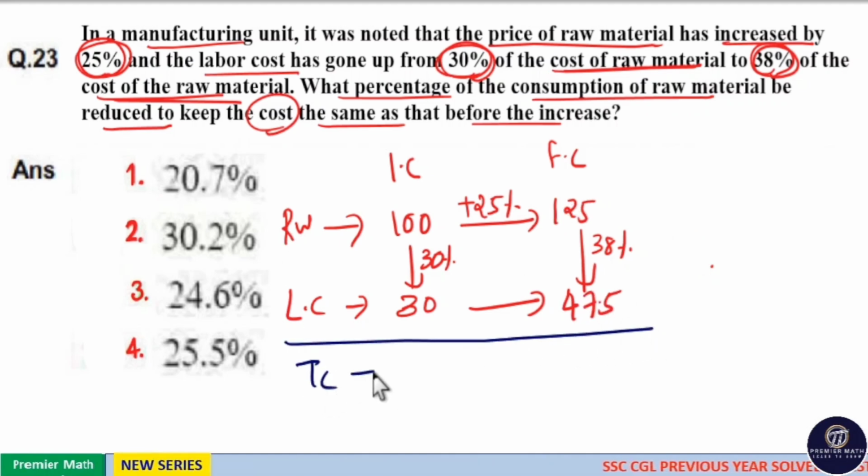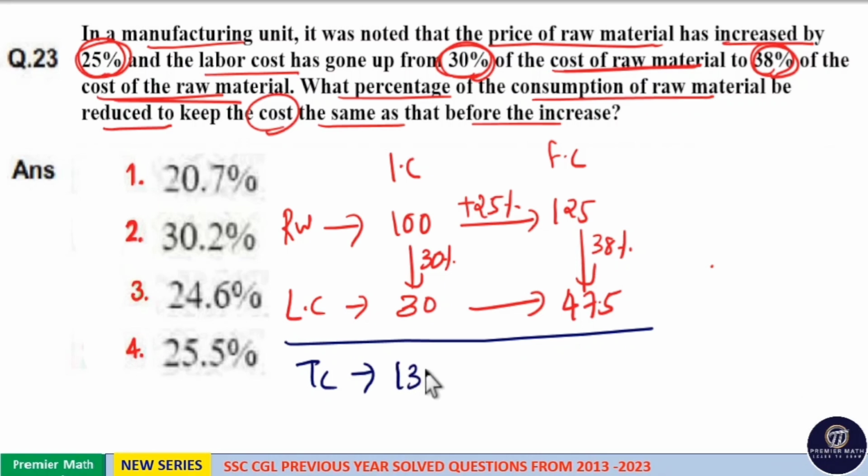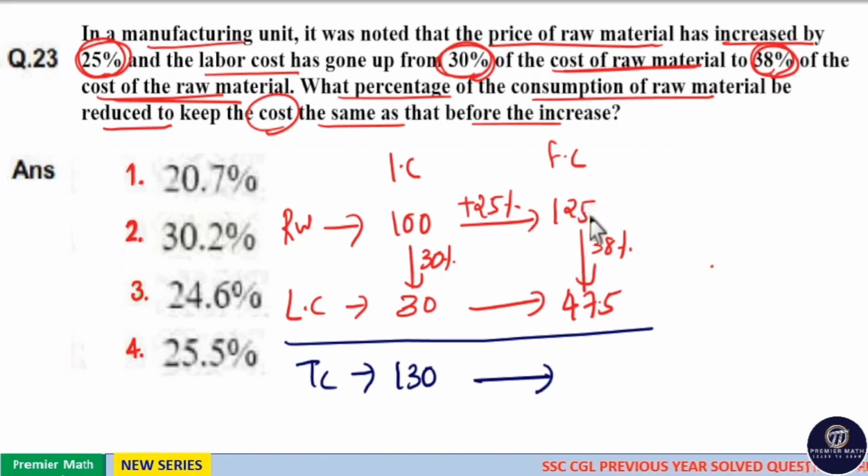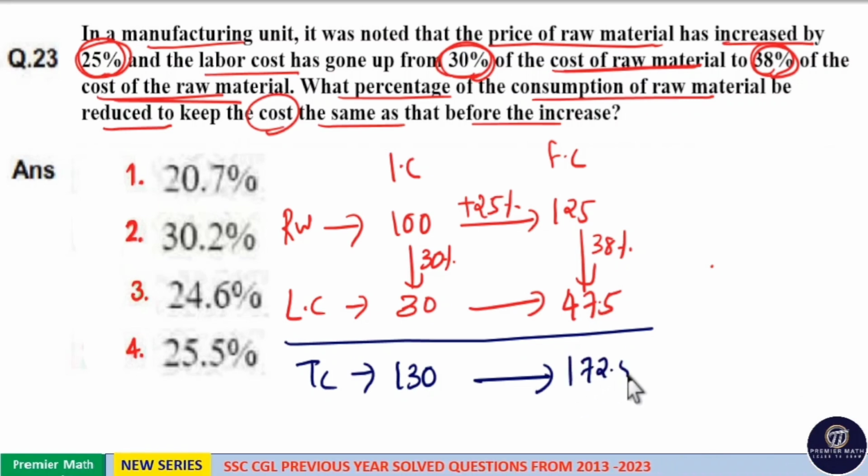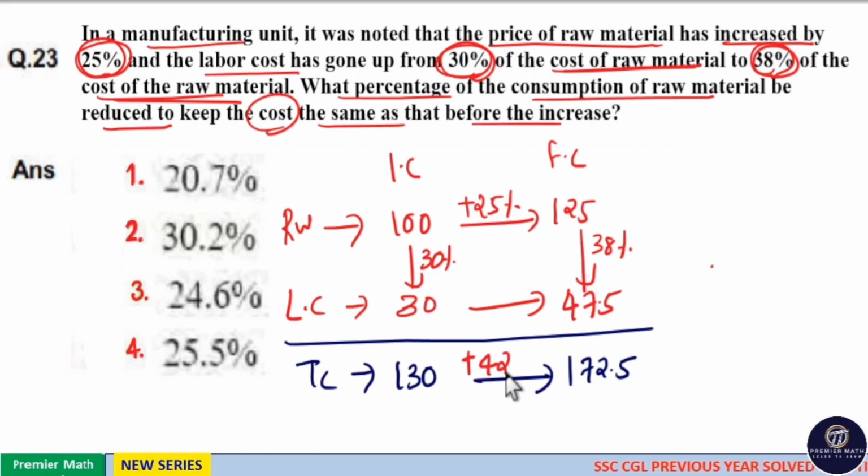So here, total cost. Now total cost is equal to raw material cost plus labor cost. And initial total cost is equal to 100 plus 30, 130. And final total cost is equal to 125 plus 47.5. 125 plus 40 is 165. And 165 plus 7.5 is 172.5. Now here you can see the increment is from initial total cost to final total cost. Increment in total cost is equal to 42.5.